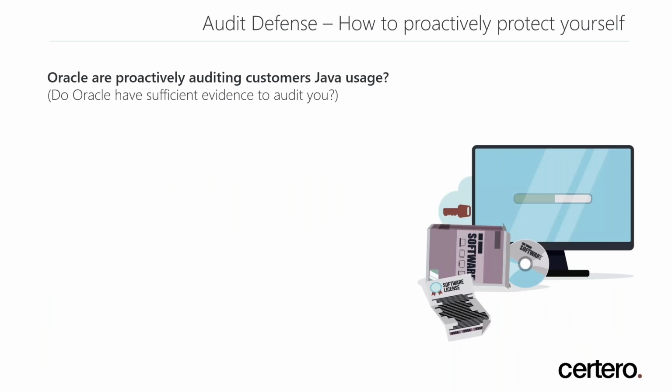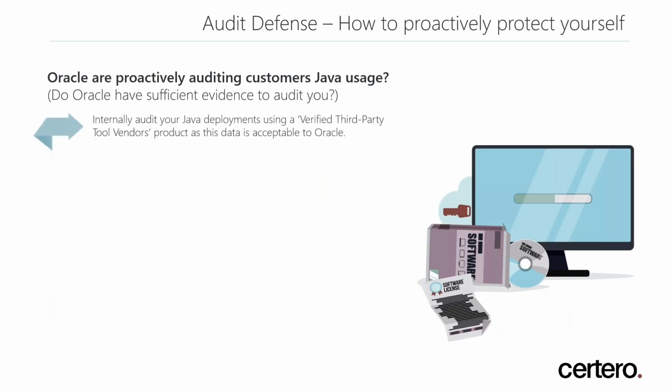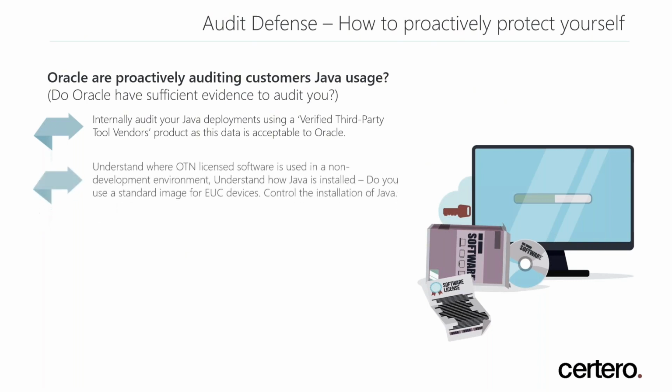So how can you proactively protect yourself? Internally audit your Java deployments. Use a verified third-party tool, which of course Certero is one of them. And the reason I say that is you can trust the data, and you know that if ever you were to be audited by Oracle, that data can actually be provided, and they won't be running scripts or anything else and getting information that you're not aware of.